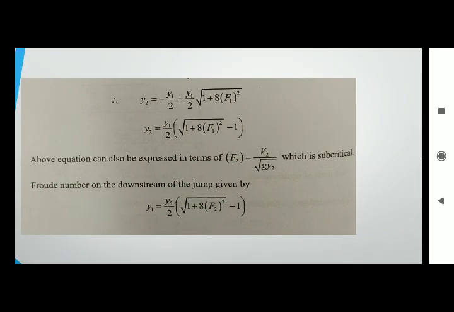So you have to calculate both section data. Either one section's data will be given, and based on that we have to calculate the second section's data. This is the depth of hydraulic jump equation. This is called the depth of hydraulic jump equation.